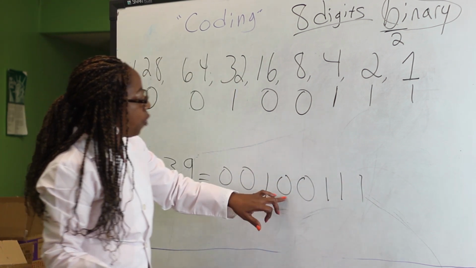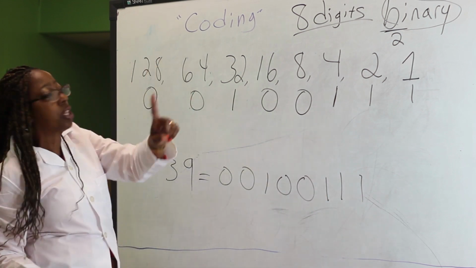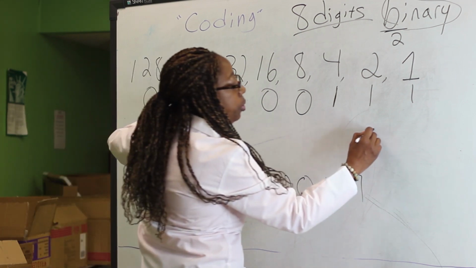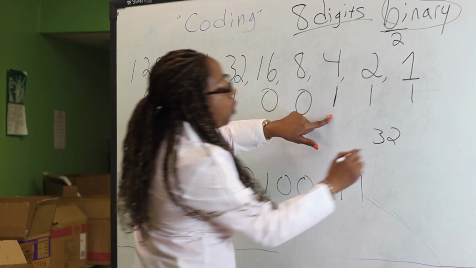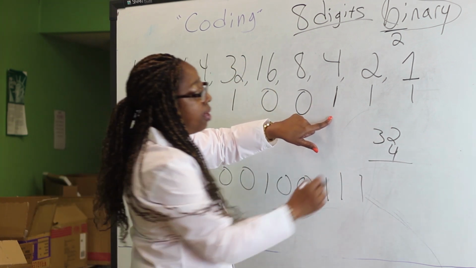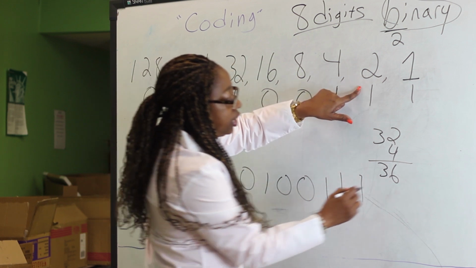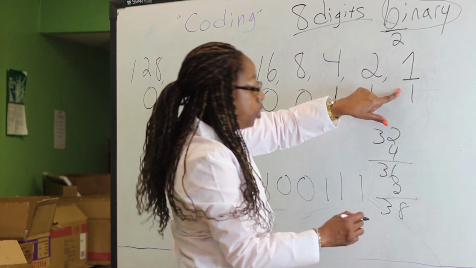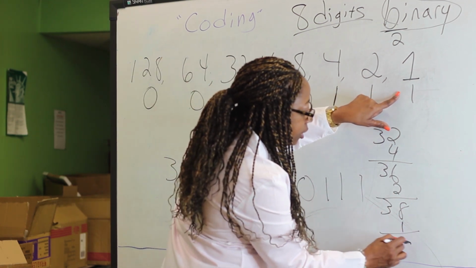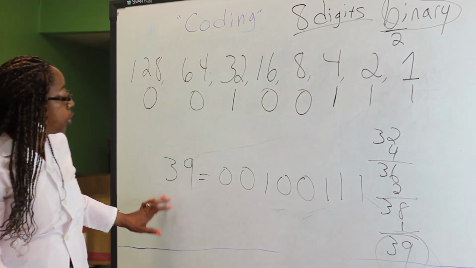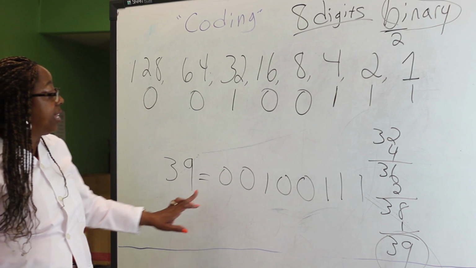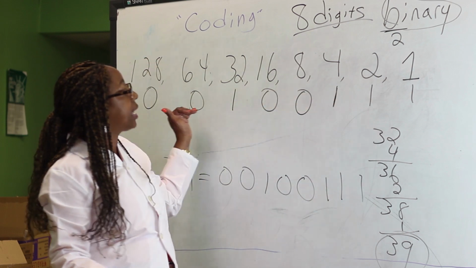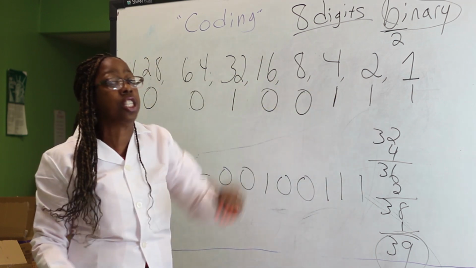We got 1, 2, 3, 4, 5, 6, 7, 8 numbers. How do we check those 8 numbers to make sure we got the correct number here? I got a 1 under 32. I got a 1 under 4. 32 plus 4 is what? 36. I got a 1 under the 2. 36 plus 2 is what? 38. I got a digit under the 1. And 38 plus 1 is 39. So that's the correct answer. So my coding for 39 is 00100111. And the way you check it, wherever you put the 1, add those digits together, and that should give you your number.